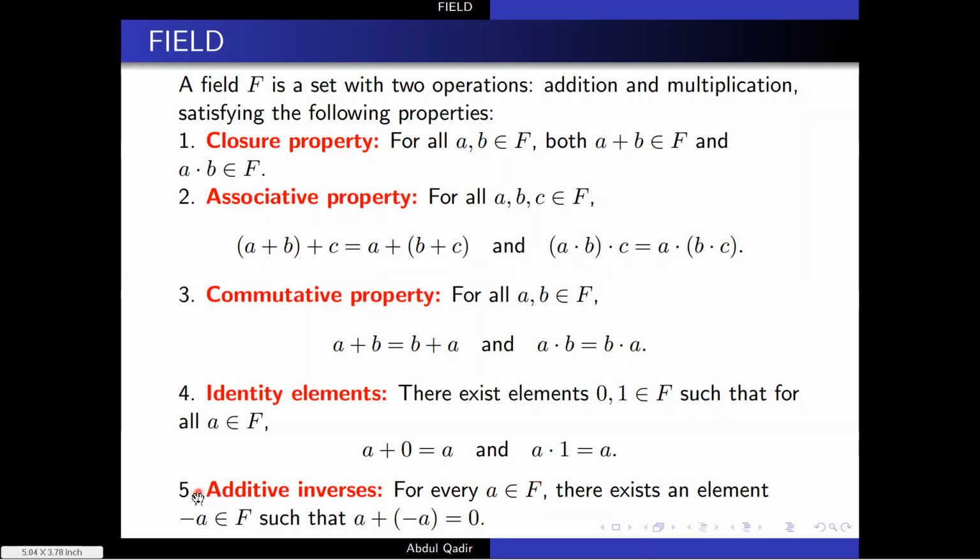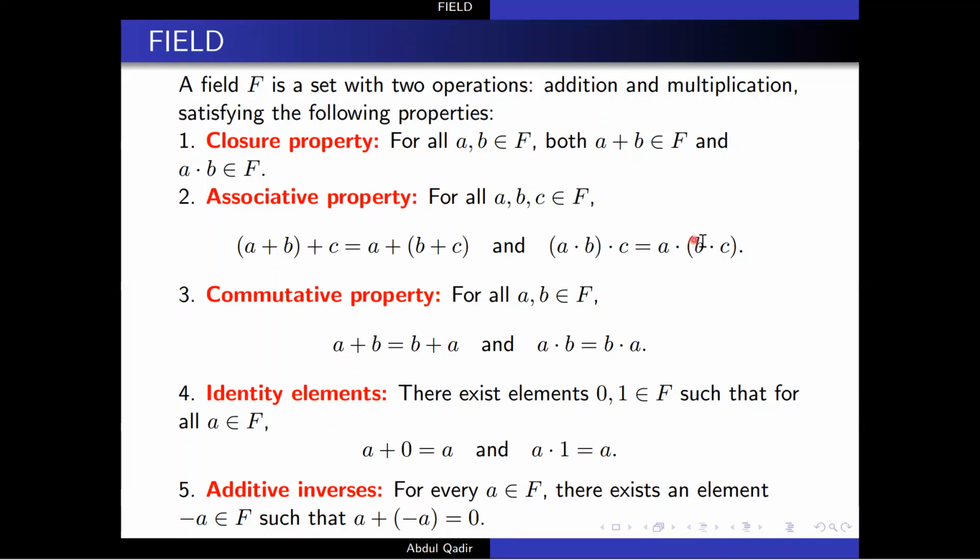Now, fifth property is existence of additive inverse, which is for every a belong to F, there exists an element minus a belong to F. So for every a, there exists minus a, which is called additive inverse, such that a plus minus a is equal to 0. Meaning if we operate a with minus a, that is additive inverse, we get the additive identity.